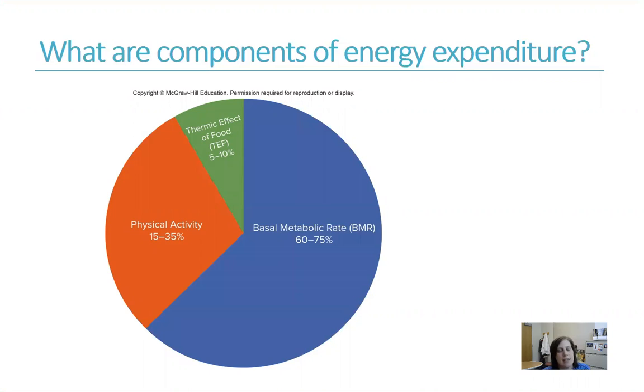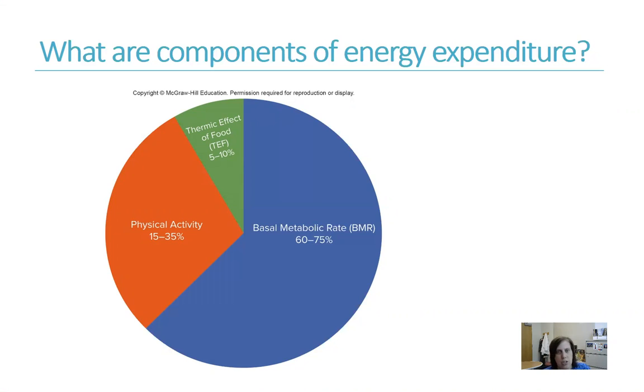Now you might wonder about digestion and absorption of foods. So digestion and absorption of foods, even though those are activities we don't have to think about, has its own category. So it's called thermic effect of food. The last category is physical activity.